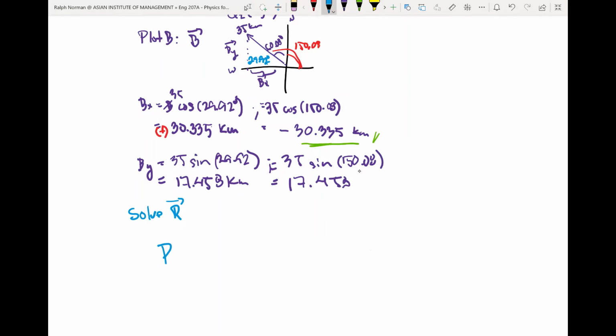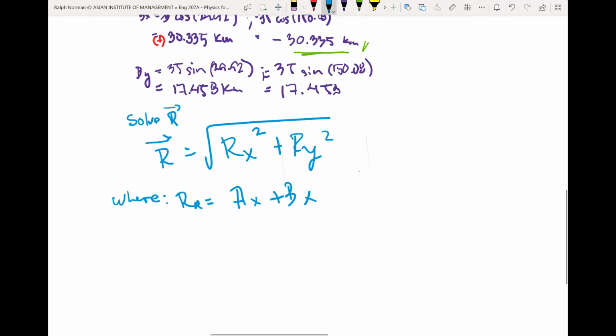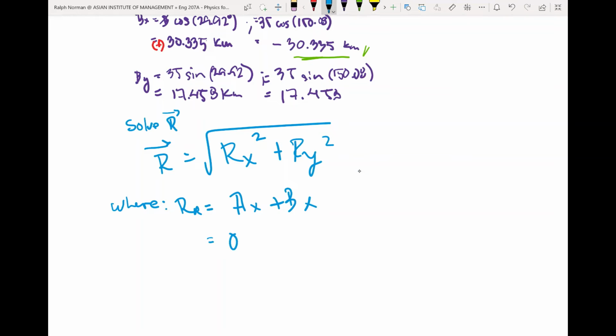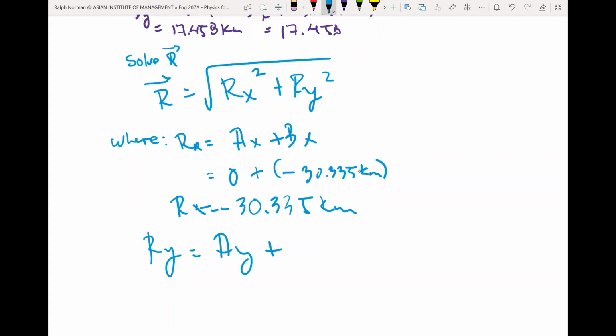So R component here is, again, where Rx is simply AX plus BX. What is AX, guys? 0. What is BX? Negative 30.335 kilometers. Okay, so X mo dito is negative 30.335. Okay. RY mo naman is AY plus BY.